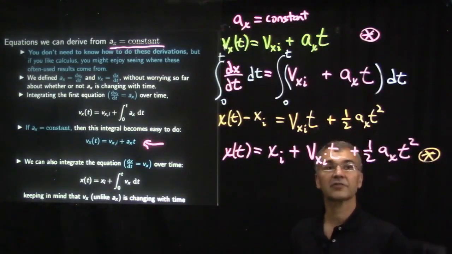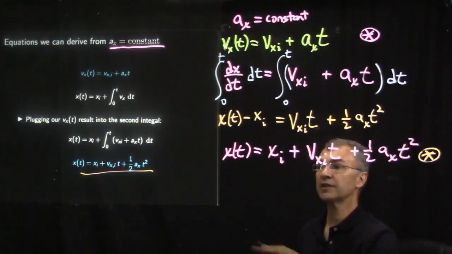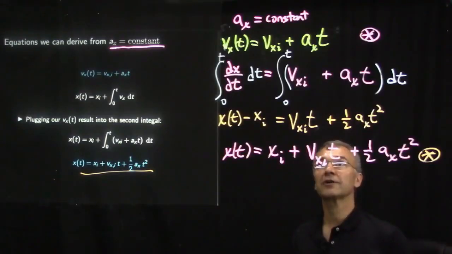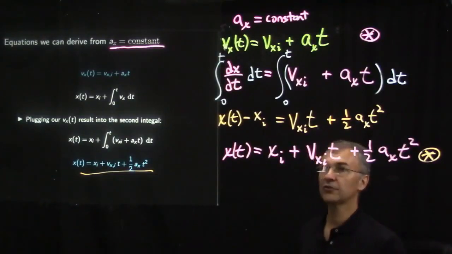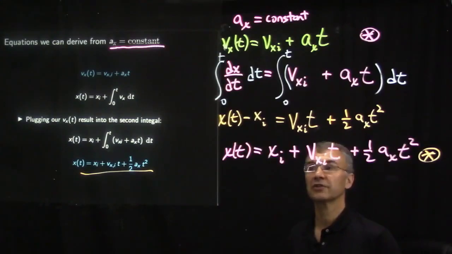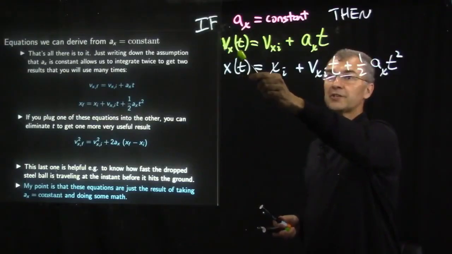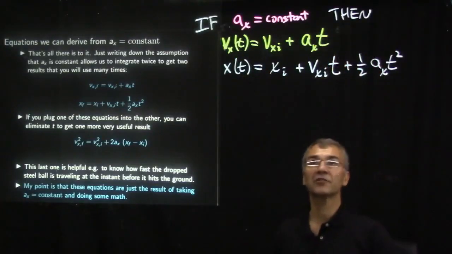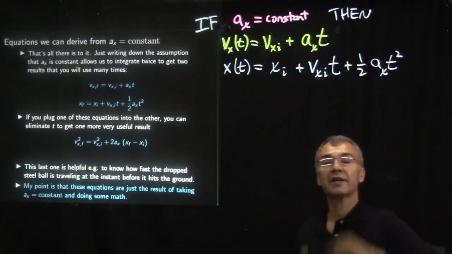So x of t is x initial plus vx initial times time plus 1/2 a sub x t squared. Now there's actually going to be one more result we can get by combining these two starred results. So let's see what that is. It turns out it's useful in problems where you don't care about the value of the time. If the acceleration in the x direction is constant, then v sub x is v sub x initial plus a sub x t, and x is x initial plus v sub x initial times t plus 1/2 a sub x t squared.